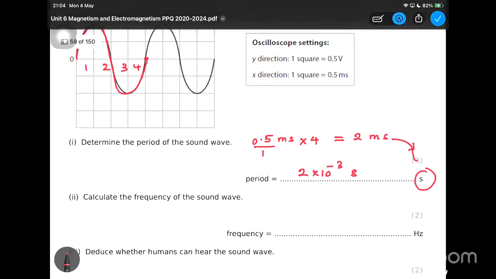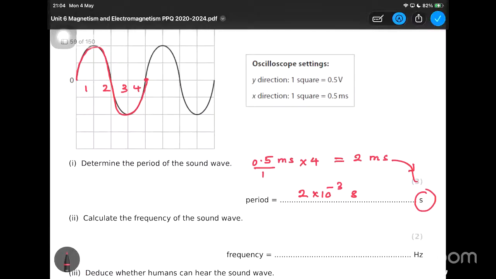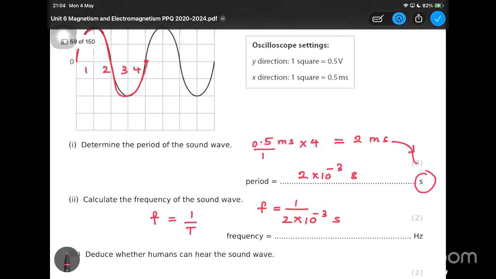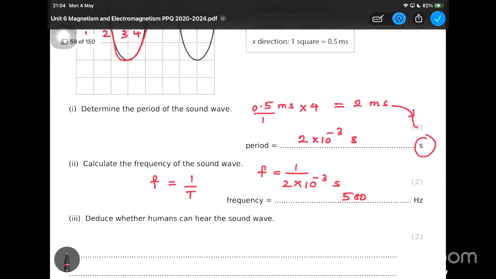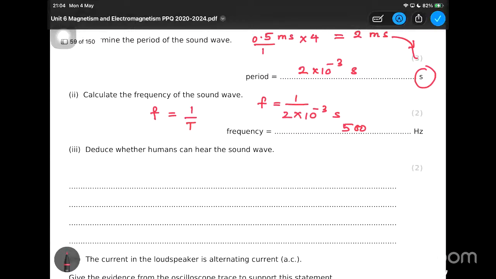Calculate the frequency of the sound wave. You have calculated the period, so frequency equals 1 over the time period. Therefore, frequency is equal to 1 over 2 times 10 to the power minus 3 seconds, which is going to be 500 hertz. Deduce whether humans can hear the sound wave.